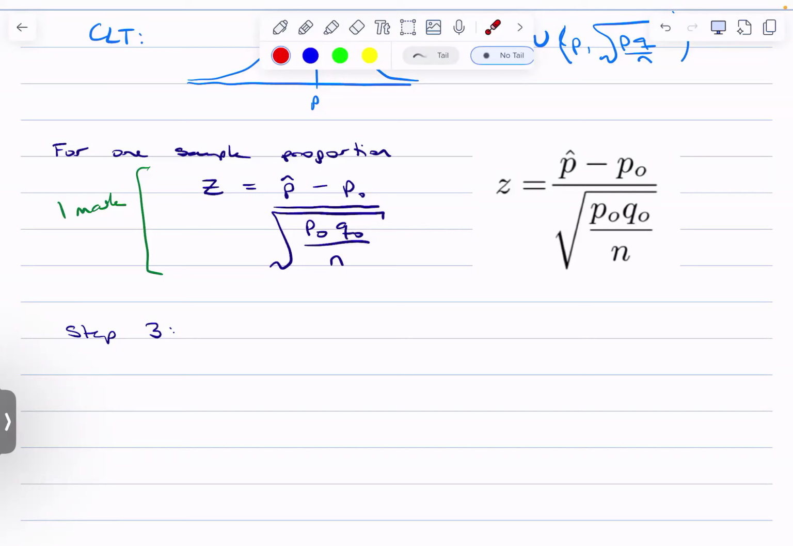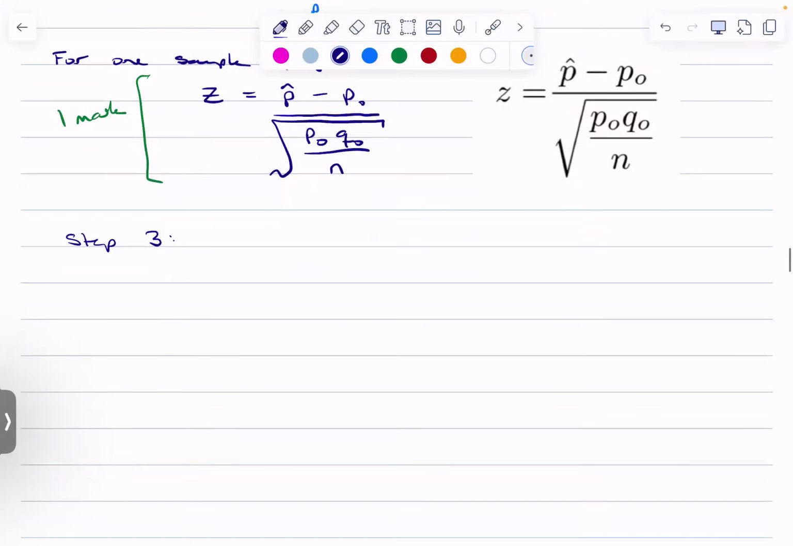So then we say, okay, well, what that means is the probability of seeing something like this, if P is equal to P naught, is very, very small, right? 0.0001, let's say. So then we attach a probability to this Z. And so here, step 3 is going to be find the p-value.